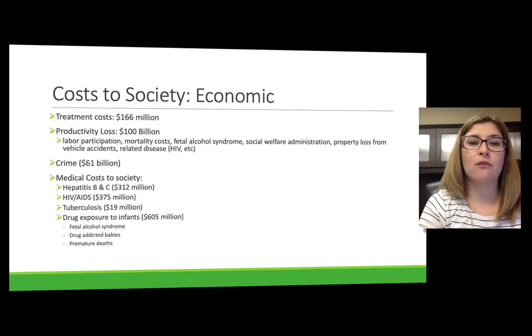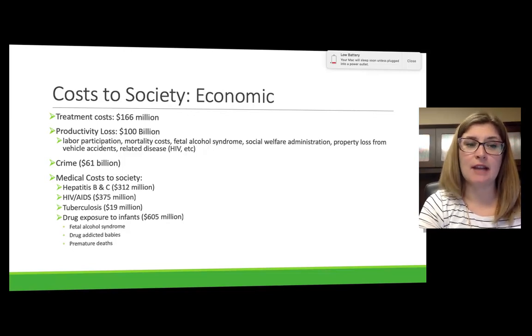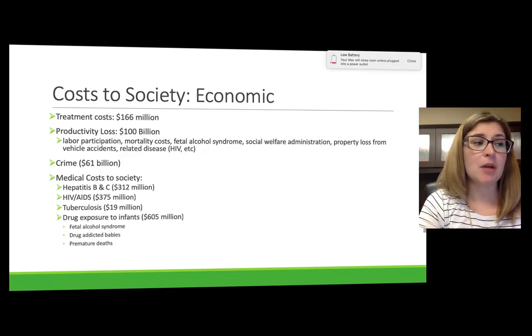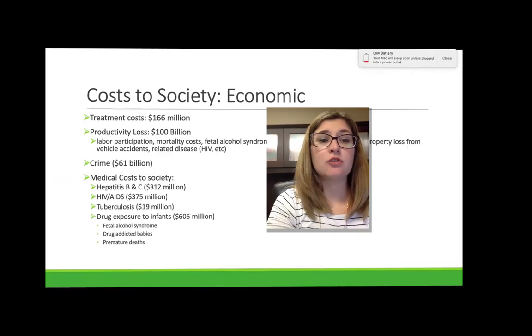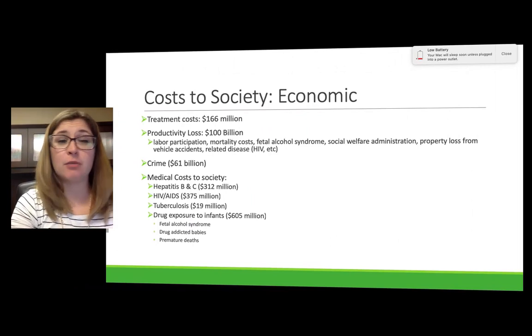One important point for professionals to think about when working with substance use disorders is the cost to society. Now, there are several different types of cost to society, and I've just broken them down a little bit today. The use and abuse of alcohol, illicit drugs, and tobacco ends up costing about $500 billion annually. And this is kind of how it breaks down annually. Treatment costs, which might be intervention, prevention, any of those things, cost about $166 million. Productivity loss is about $100 billion.